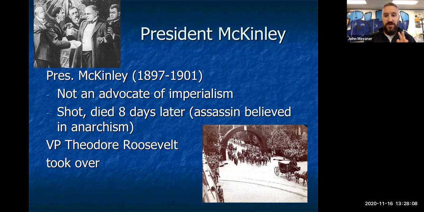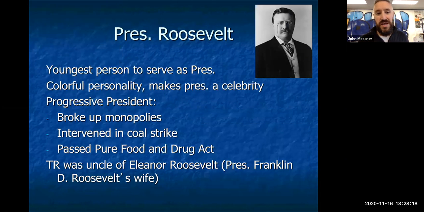And so he really becomes a very popular man to become vice president. But then when McKinley's assassinated, he becomes president, right? That's what happens when you're a vice president and the president dies. And so we've already talked about President Roosevelt. So just sweeping changes within America itself.